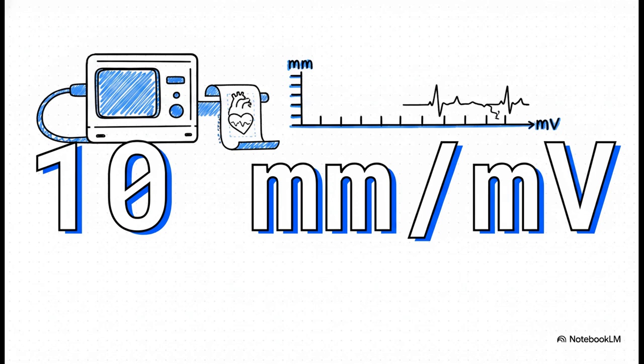And second is the voltage standard. The machine has to be calibrated so that a 1 millivolt electrical signal produces a 10 millimeter deflection on the vertical axis. This standard is what allows us to accurately assess the amplitude of the waveforms, which is critical for diagnosing things like ventricular hypertrophy.